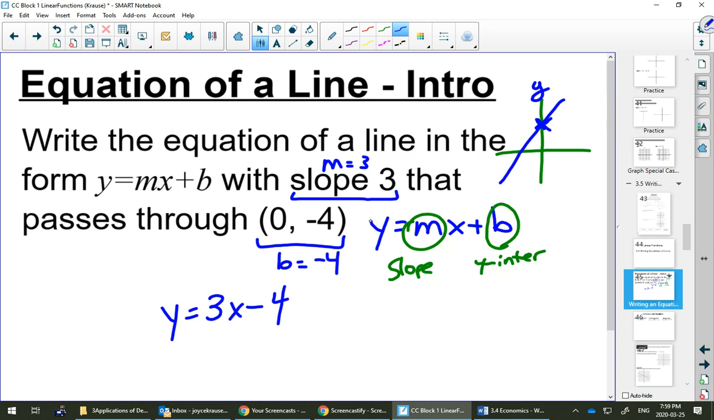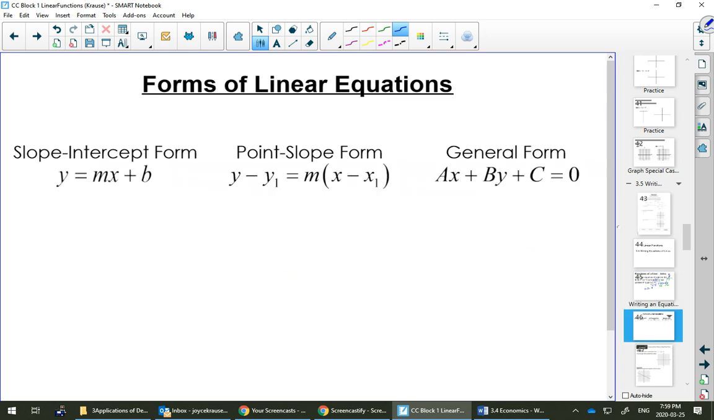All right, so looking ahead, we're going to be talking about 3 different types of equations, and I've introduced these before but didn't talk about them in great detail. We've already looked at the slope-intercept form, and again, we know that m stands for slope and b stands for y-intercept. The next formula that I'm going to introduce you to today is the point slope form.